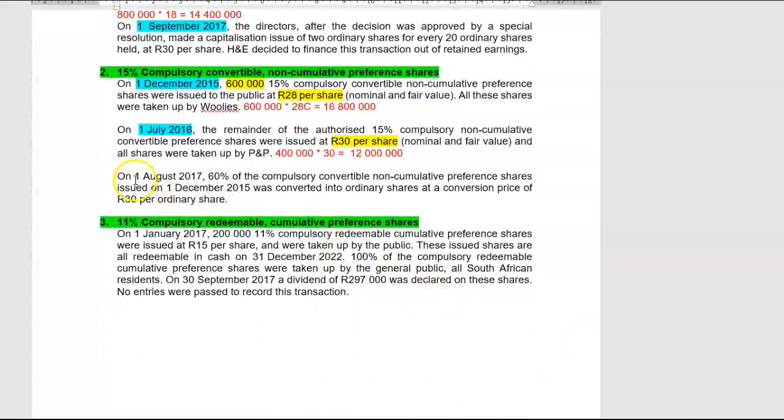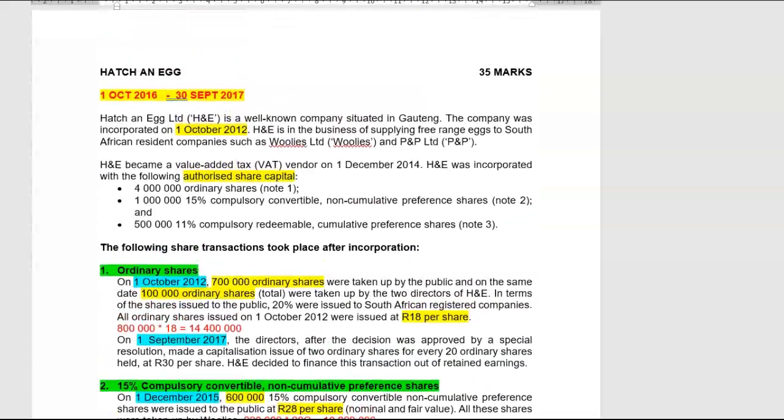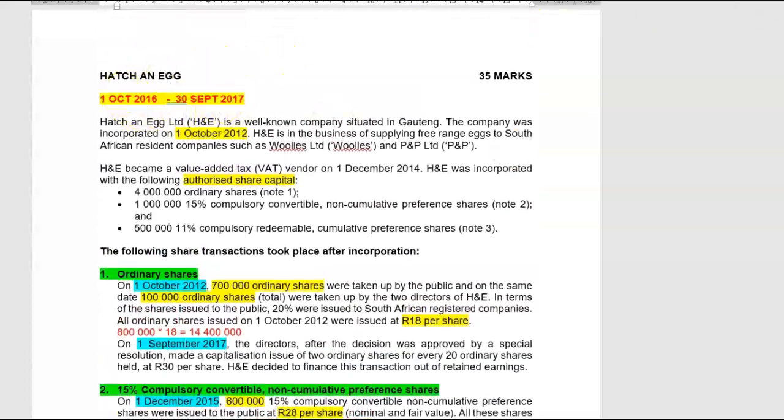And then we get to our compulsory redeemable shares. Oh no, before that. On 1 August 2017, 60% of the compulsory convertible shares issued at 1 December 2015, so it was this issue here, that 16.8 million, was converted into ordinary shares at a conversion price of 30 Rand per ordinary share. So the first thing that you have to find out is, when did it happen? On the 1st of August 2017. Was that in the current year? Yes, for sure it was in the current year.